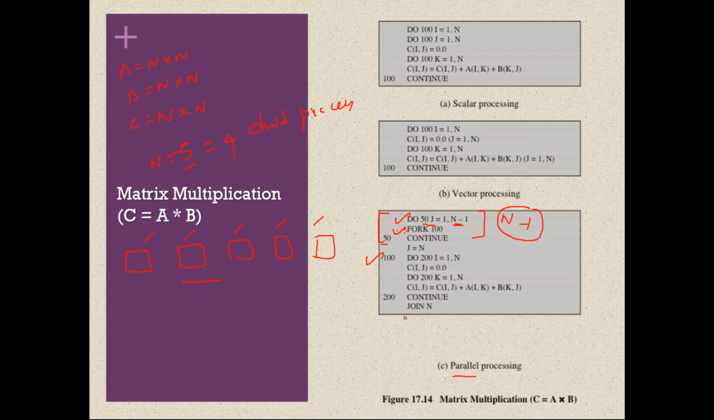Now each child process will execute this. See, each child process will execute this. Okay, what is here?